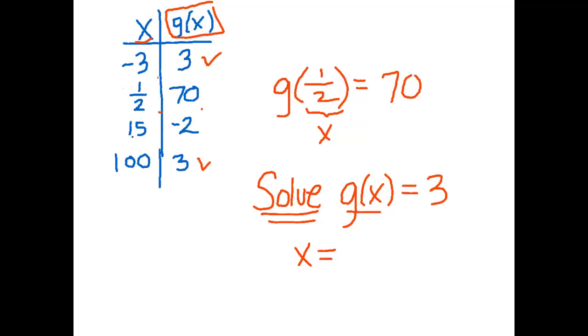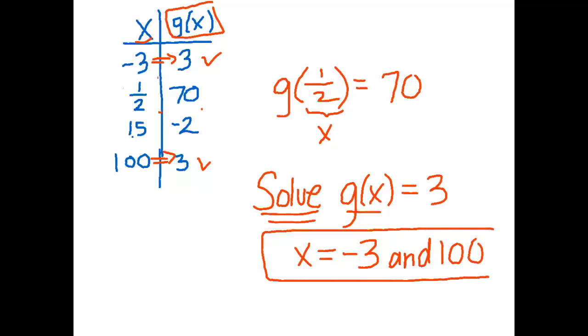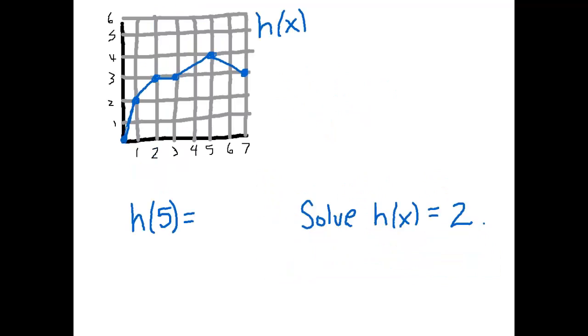So when is g of x 3? Well, the first check mark came from -3. So when x was -3, we got 3 for g of x. But the same thing happened with 100. So I'm going to write down 2 answers here. I'm going to say when x is -3 and when x is 100, g of x is 3. So again, we went in both directions there.